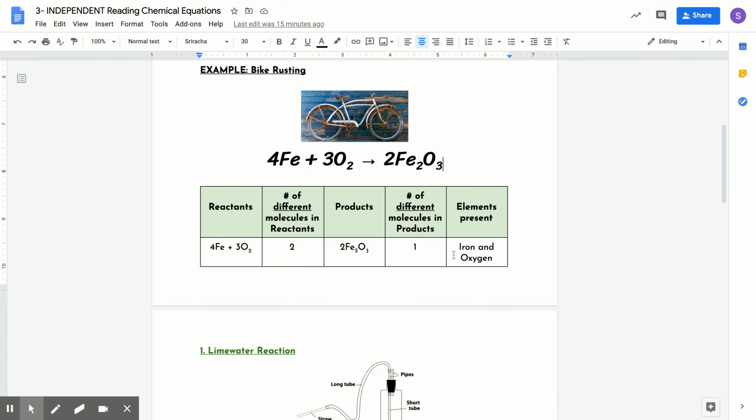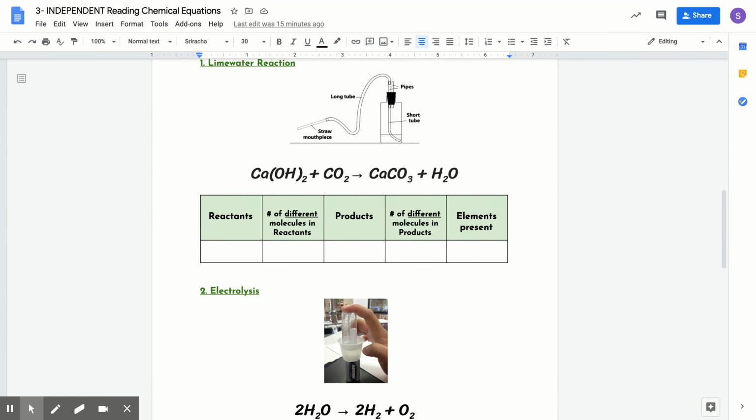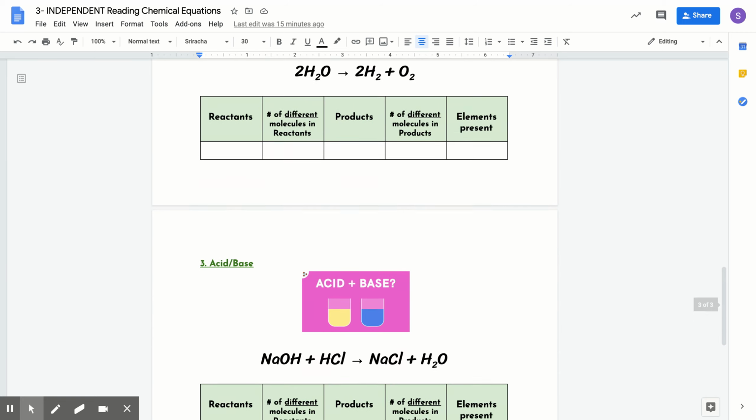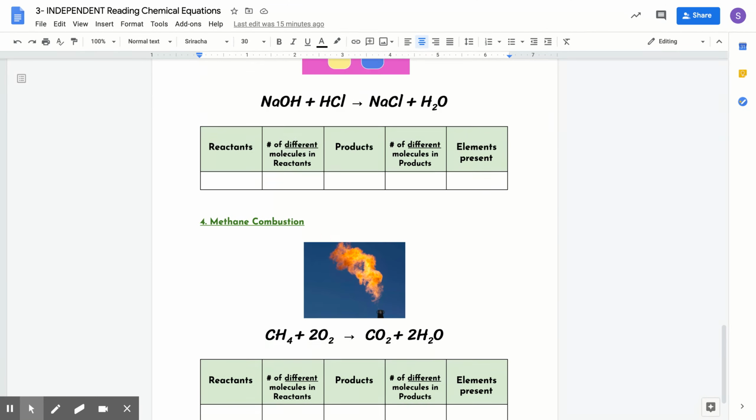Okay? So that's what you're going to do for these 4 different reactions. Okay? So you're going to look at this one. What are the reactants? How many different molecules are in the reactants? Remember, molecules are separated by a plus symbol. Then what are the products? And how many different molecules are in the products? And then I'm going to just look at one side and determine the different elements present. Okay, so you have 4 different examples that you're going to fill in.